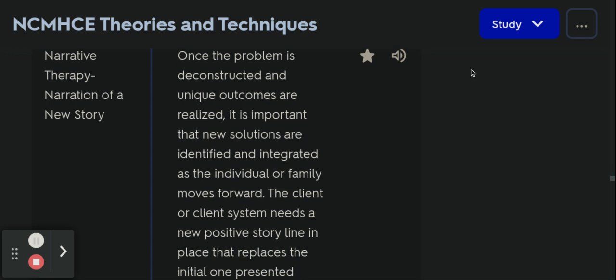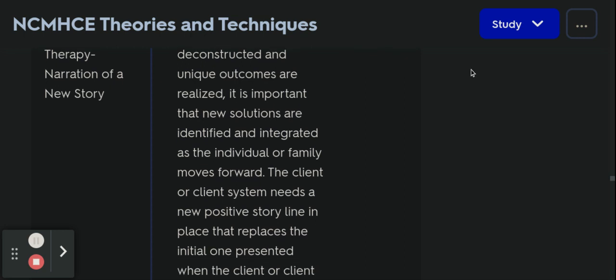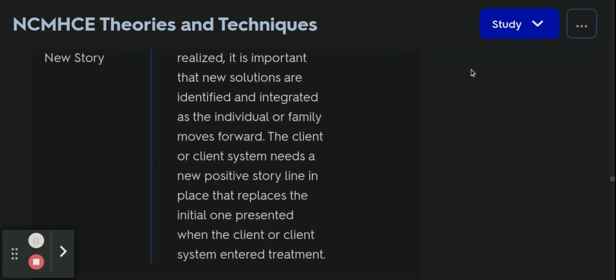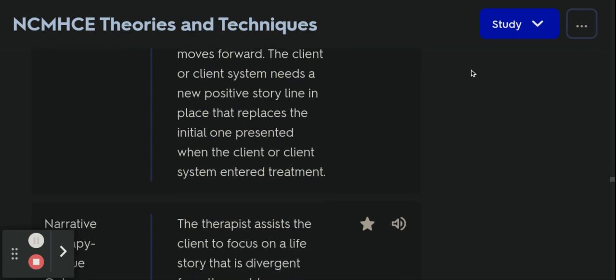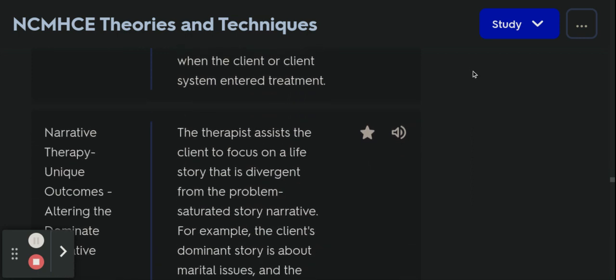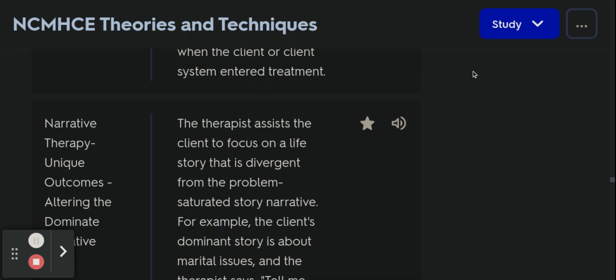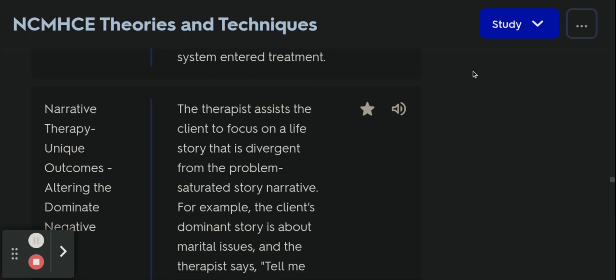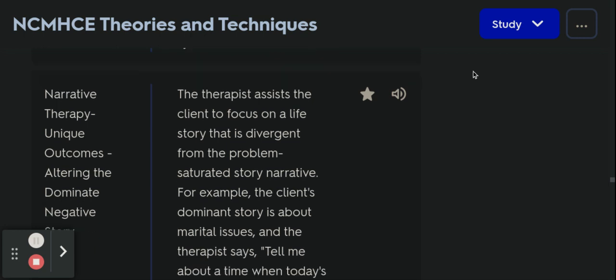Narrative therapy, narration of a new story. Once the problem is deconstructed and unique outcomes are realized, it is important that new solutions are identified and integrated as the individual or family moves forward. The client or client system needs a new positive storyline in place that replaces the initial one presented when the client or client system enters treatment.